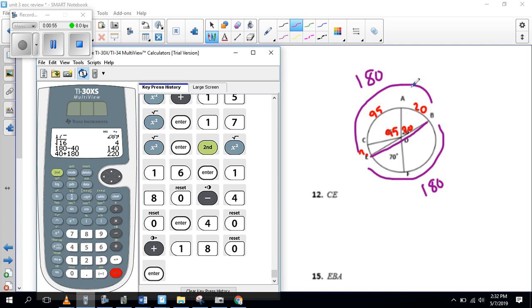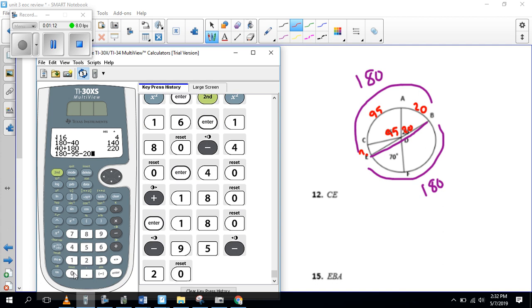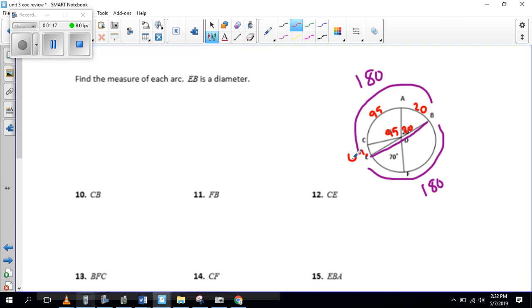And within this, they already gave me some measurements. Like, you owe me $180, and so far you've paid me $95. So I subtract 95 from that. And you've paid me $20. How much do you still owe me? Well, you still owe me $65. So 65 goes here, and it goes for the central angle if you need it.